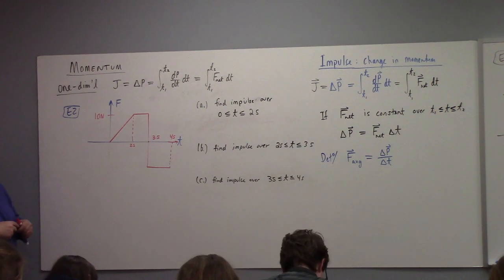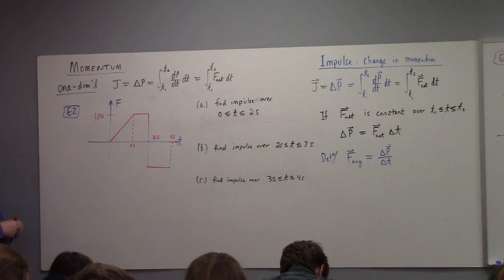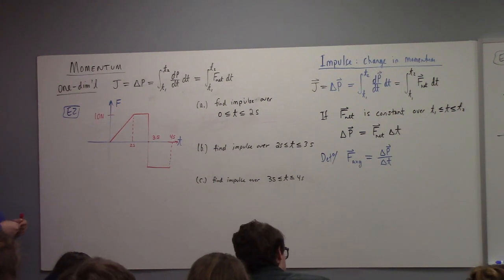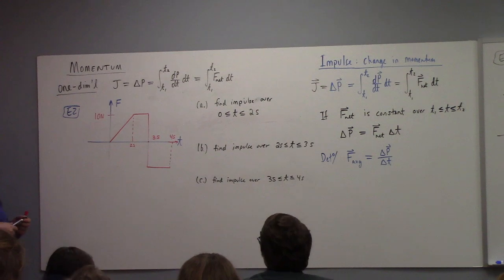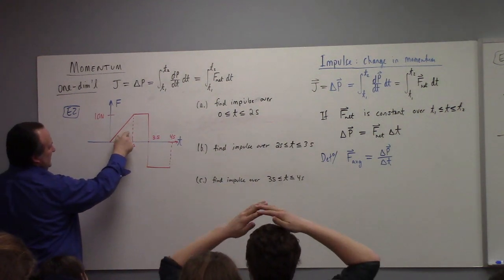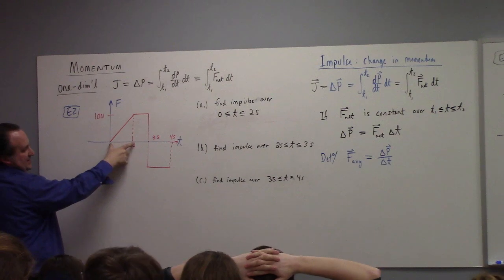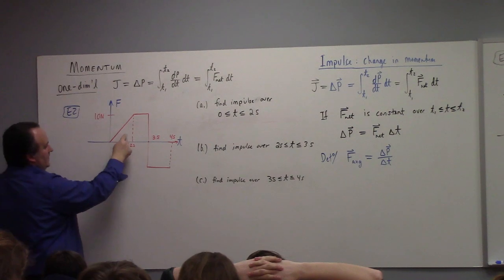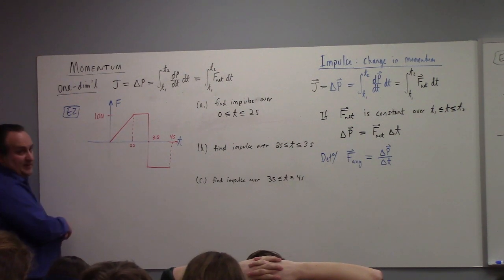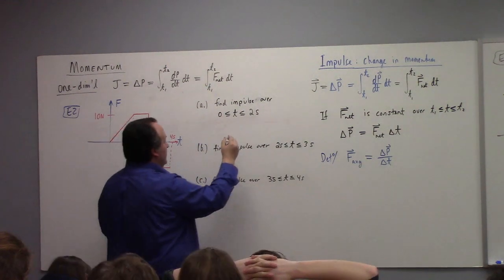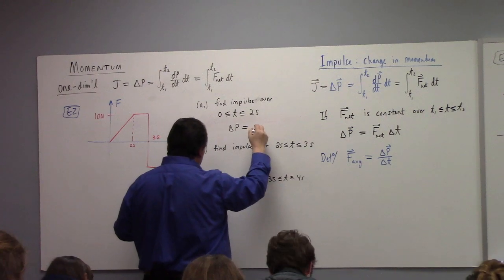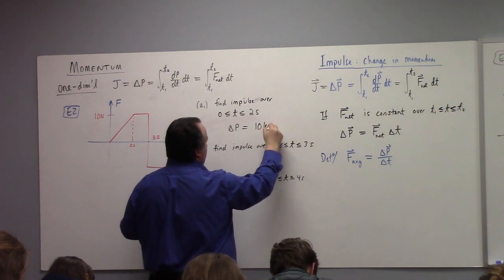Yes, exactly. So we don't need to find the formula for f as a function of time, right? We can go back to basic calculus 1 and say the integral is the signed area under the curve. Very good. So what's the area of a triangle? One half base times height. The height is 10 newtons, the base is 2, so 2 times 10 is 20, divided by 2, we get 10. The change in momentum here would be 10 kilogram meters per second.